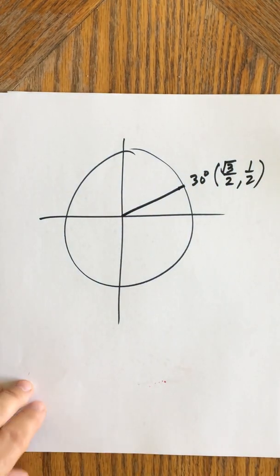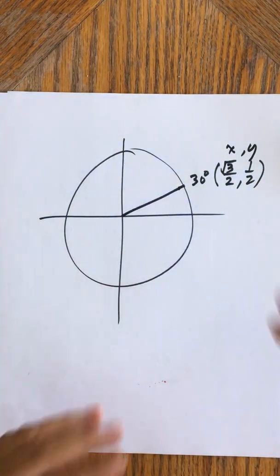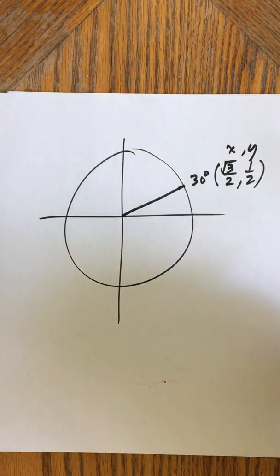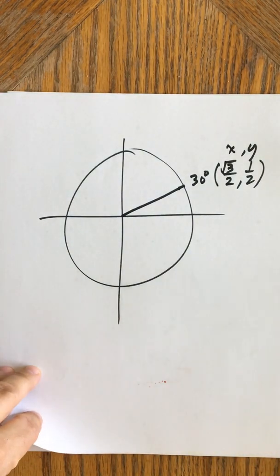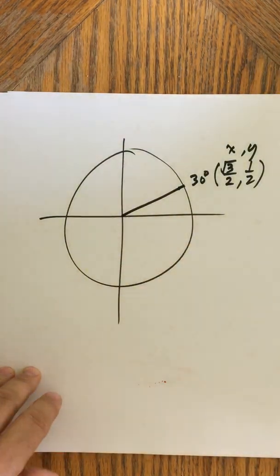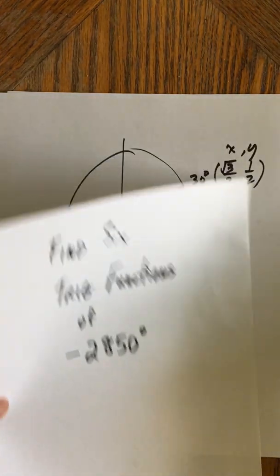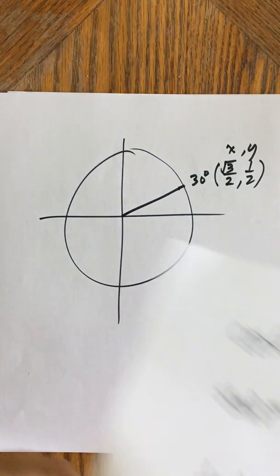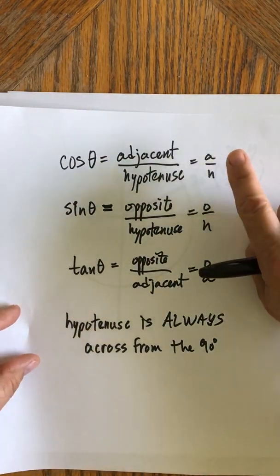I can work with that. So working with the xy coordinates of 30 degrees is the same as working with the xy coordinates of negative 2,850 degrees. Now, they ask us to find the 6 trig functions of that. Hopefully this should be in your memory. Here's cosine, sine, tangent, and then of course you've got the reciprocals: secant, cosecant, and cotangent.